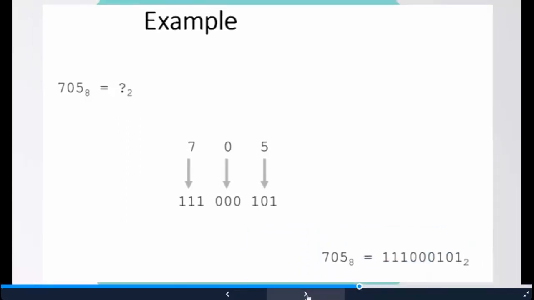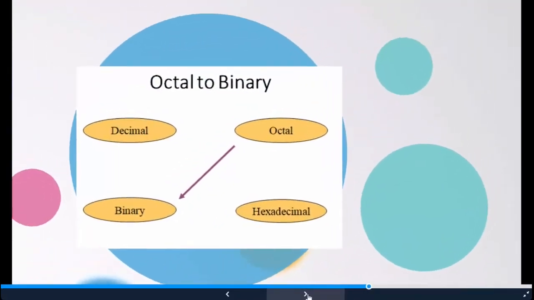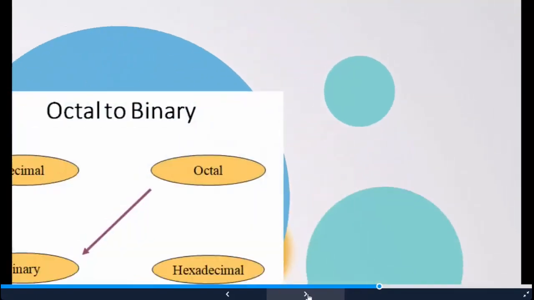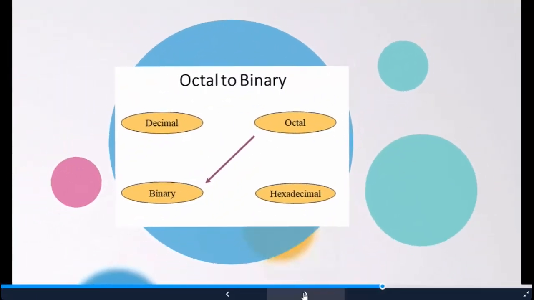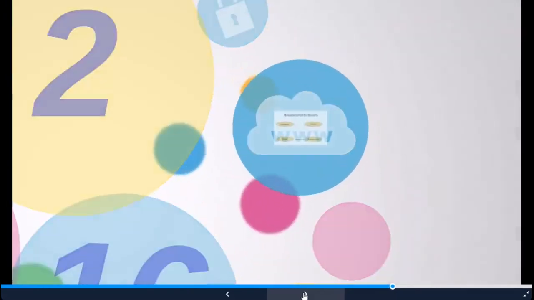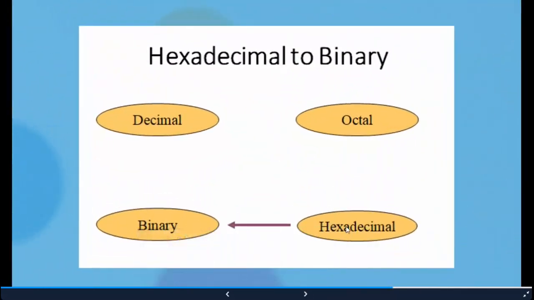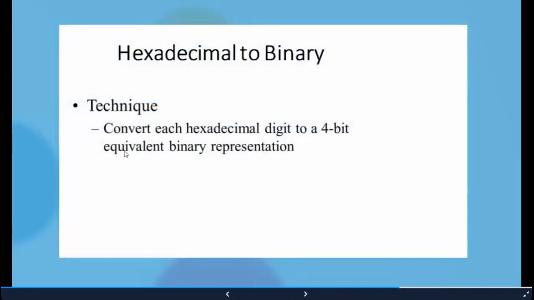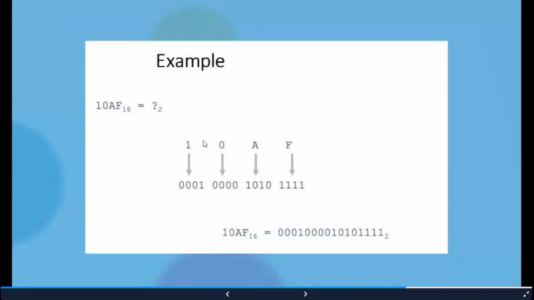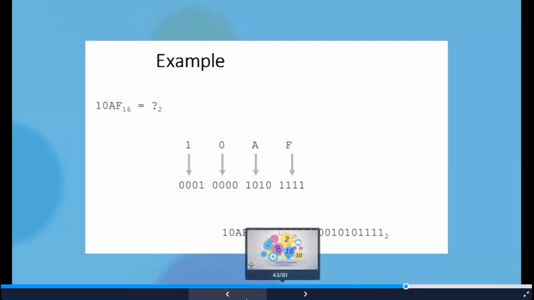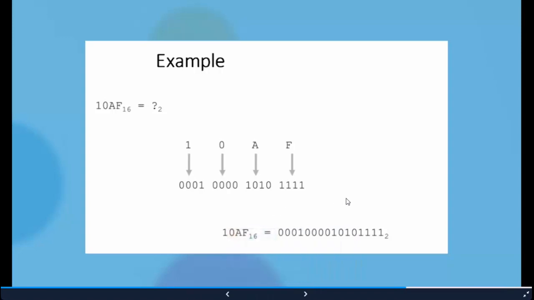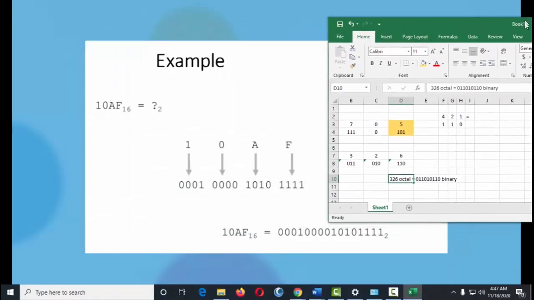So octal to binary, we're done with that. Next one is hexadecimal to binary. Now, if in octal it's 3, in hexadecimal you're going to group it by 4. Convert each hexadigit to a 4-bit equivalent binary representation. So, same as the octal, but now we have to group it by 4. Let me go back to my Excel.